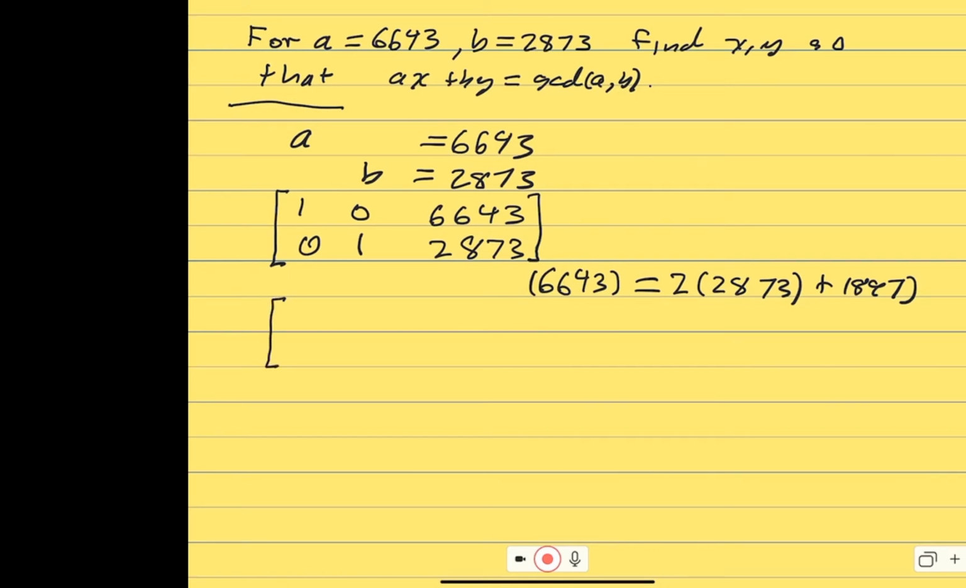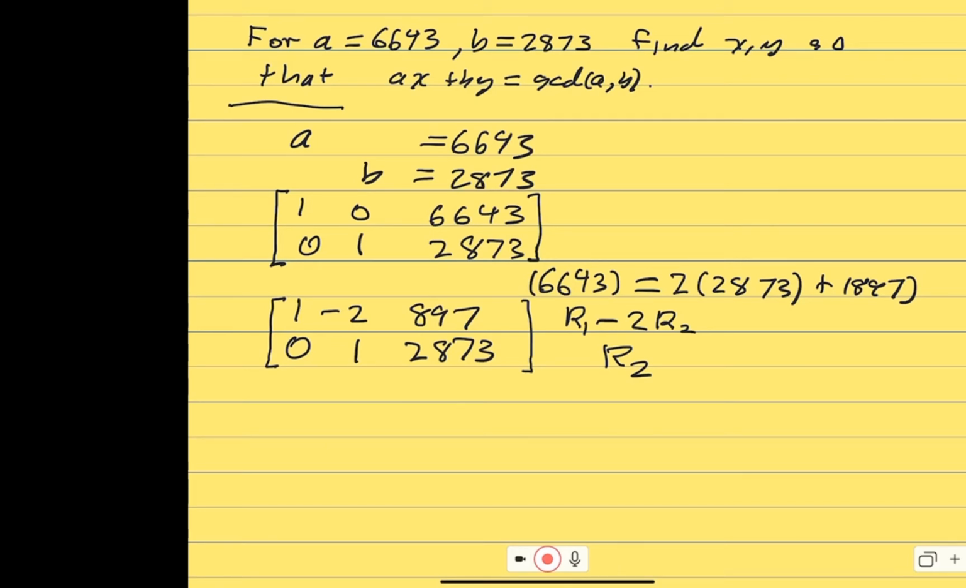All right. So just doing row operations on this now, what I'm going to do is leave the second row alone, and I'm going to subtract this from there. So I'm going to take row 1 minus 2 row 2. And if I do that, what I end up with is 1, minus 2, 897, and 0, 1, 2873. Where of course I did not do any of these calculations by hand.